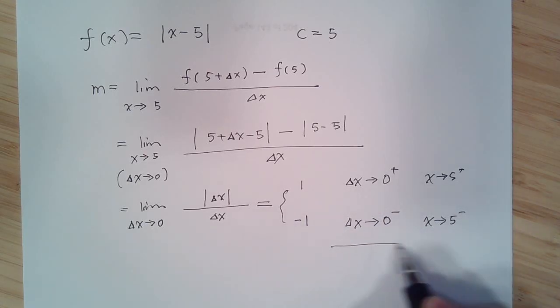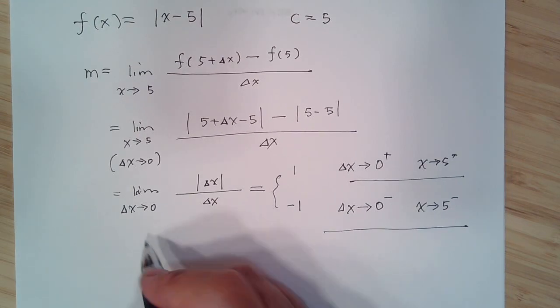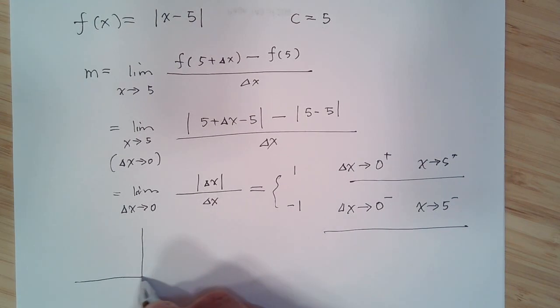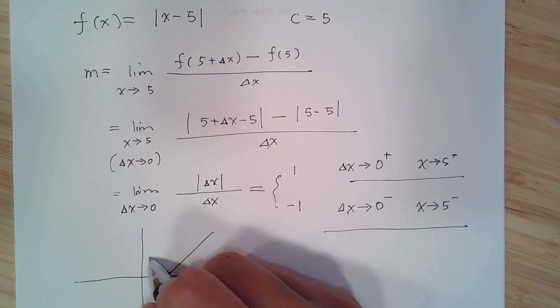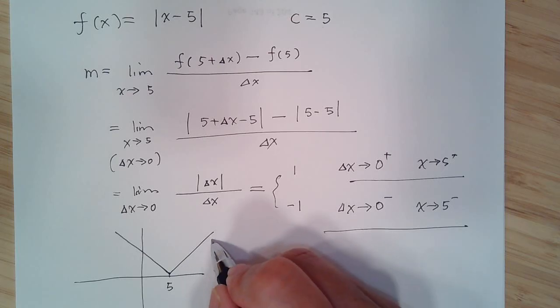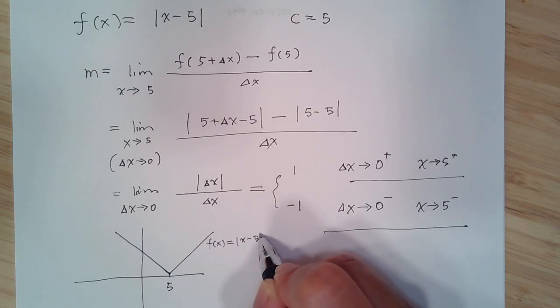What happened? You found your left limit and the right limit, and they're not the same. What does that mean? That means this limit does not exist. So you cannot find the slope of this tangent line. Okay, I can show you by just looking at the graph. The graph looks like this. There's a 5, and then a 45-degree line. This is f of x equals the absolute value of x minus 5.